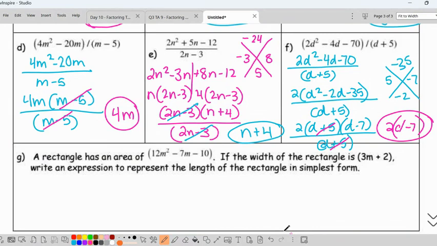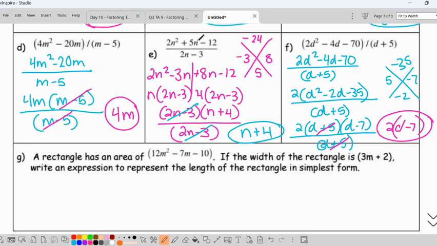On letter E, I did not have a GCF to take out. So this is that type 5 factoring that we learned last class, where we multiply the first and the last term together to go in the top of our x box. 5 goes in the bottom. We're looking for two numbers that multiply to negative 24 but would add up to 5. And now we do factor by grouping.